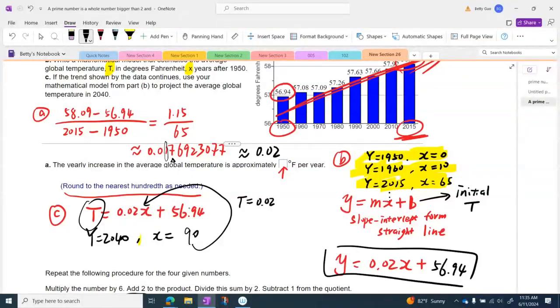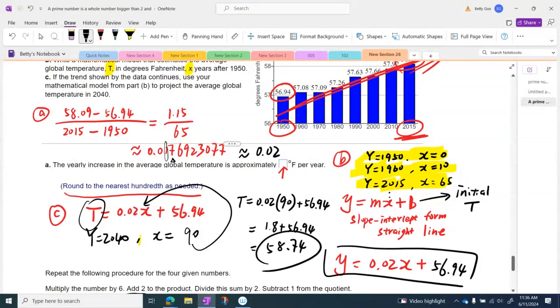T equals 0.02 times 90 and then plus 56.94. I'm going to use my calculator. You can do the same thing. In this case, I'm not going to show you. I don't have a camera to show my calculator. I'll just say it verbally here. 0.02 times 90 gives us 1.8. 1.8 plus 56.94 gives us 58.74.